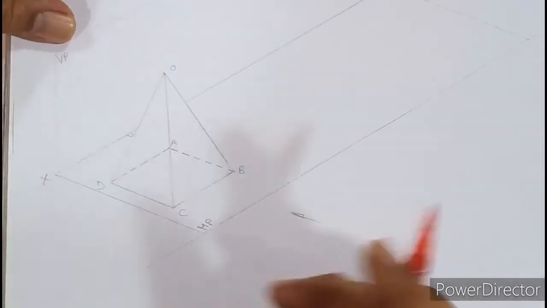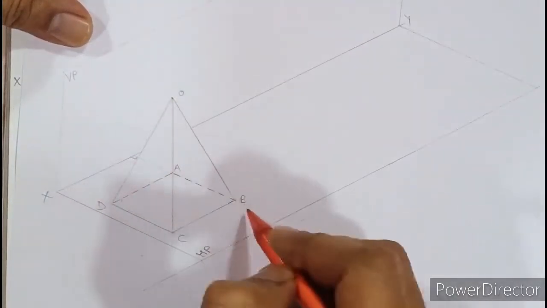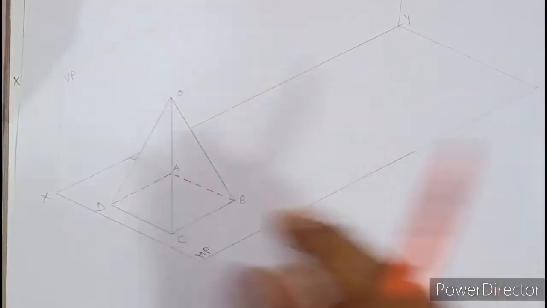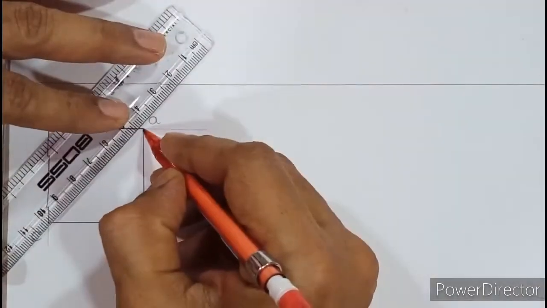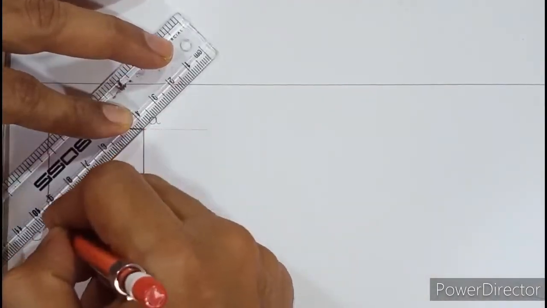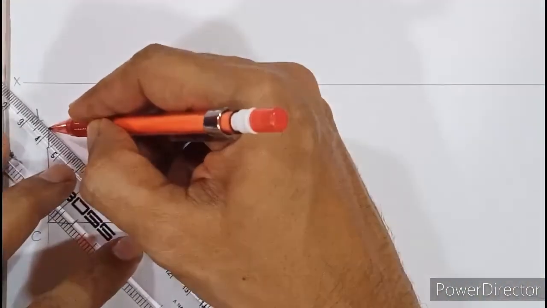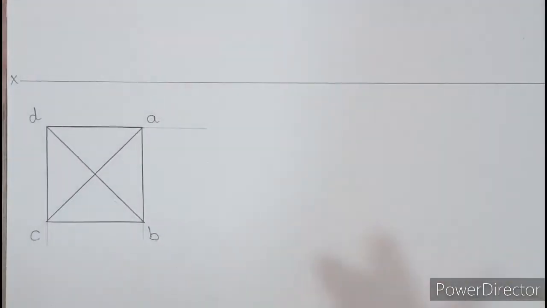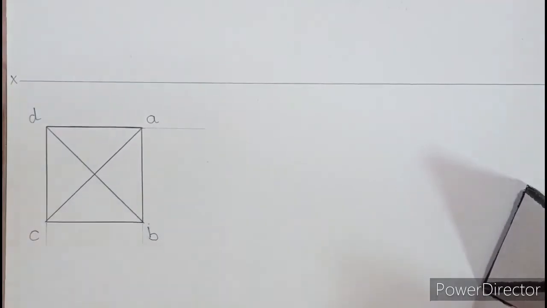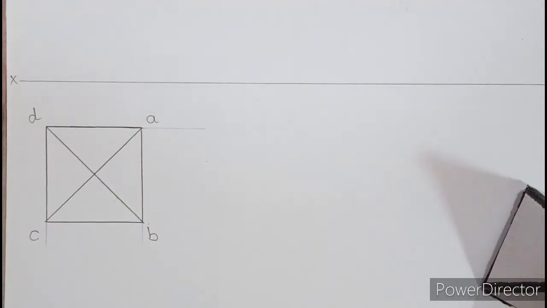And as you can visualize, apart from this base you can also see the slant edges. So there are 4 slant edges connecting O. So we need to draw 4 slant edges. So if I connect A with C, and over here if I connect B with D, I will get those 4 slant edges. So wherever the slant edges meet, that point is nothing but the apex O.